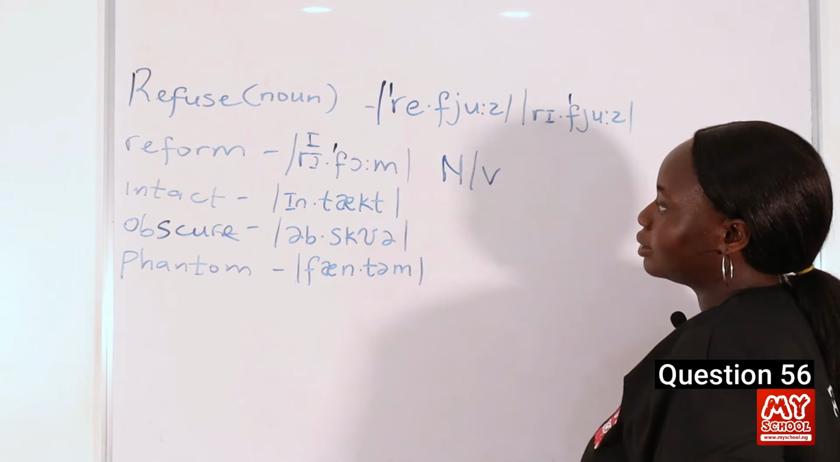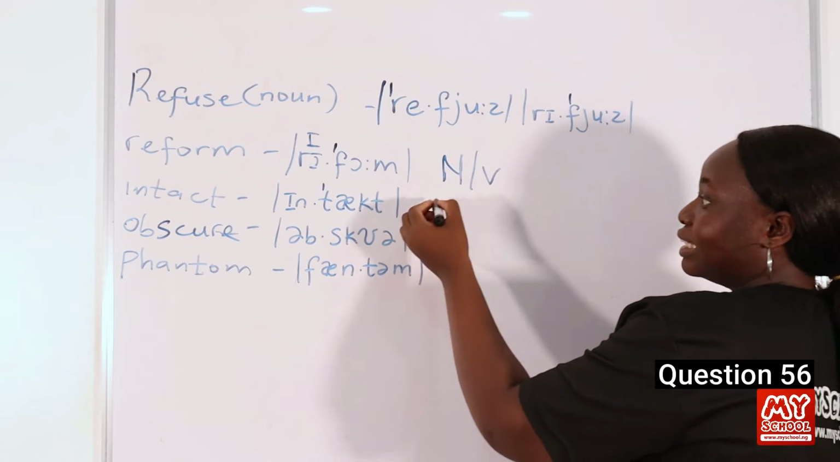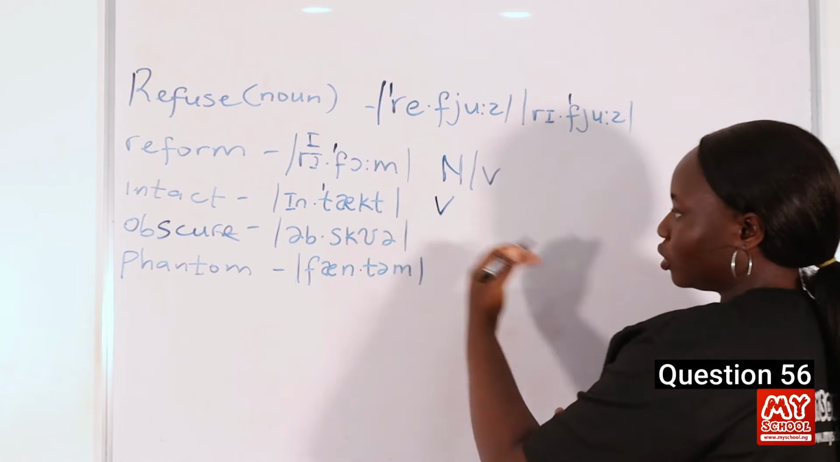Then for intact, the stress is on the second syllable. Again, there is a weak vowel, and again, this is a verb. So for verbs, you stress the last syllable.